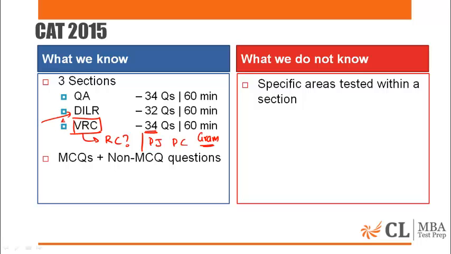Same is the case with DILR. How many questions of logical reasoning? How many questions of DI? If they actually give you a calculator, we don't know how many questions are going to be calculation based. Within QA, we do not know how many questions from numbers, arithmetic, algebra, geometry, modern maths. The CAT never shares. I don't think they're going to share even this year.